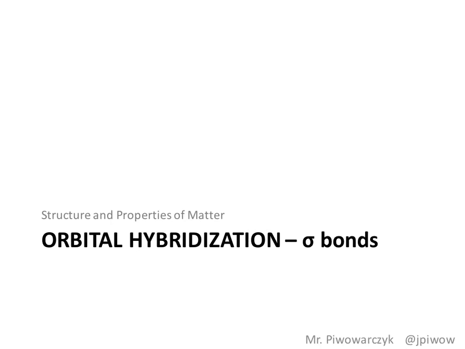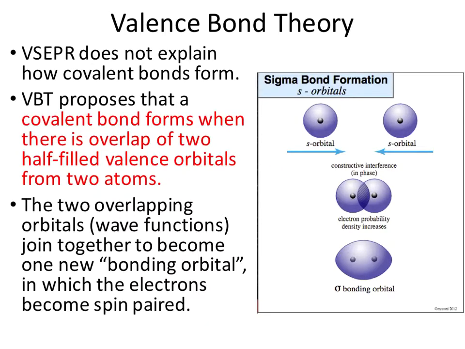Hey folks, welcome to this episode on orbital hybridization, and this one specifically on sigma bonds. So when we looked at VSEPR, it showed us the shape of molecules, but it didn't explain how covalent bonds were formed, and it also didn't incorporate any kind of quantum concepts.